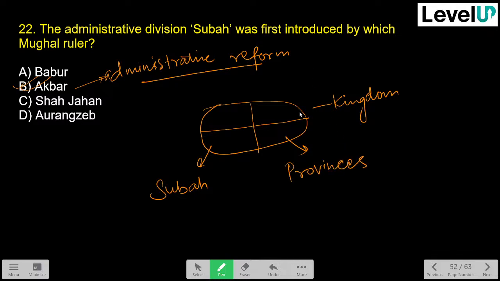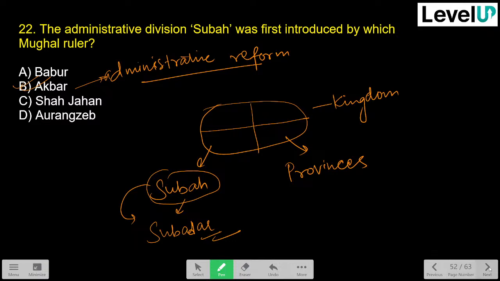Okay, so he divided the provinces into subas, and the one who used to rule over the subas, that is the kind of noble, or you can say mantri or mahamantri, was known as the subedar. So the ones who used to rule over the subas were known as subedars.